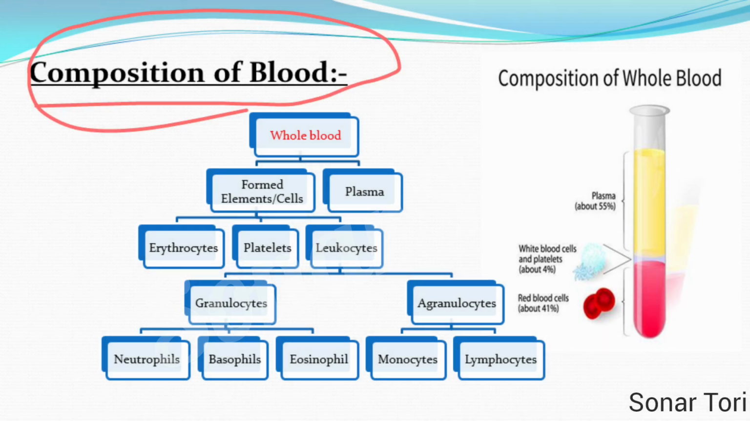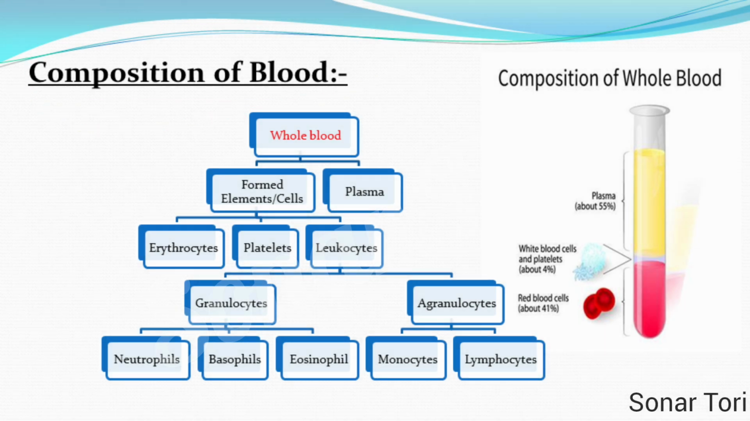Composition of blood. Whole blood we can divide into two parts. One is the cells or formed elements, and another one is plasma. The plasma topic we will discuss in another slide.